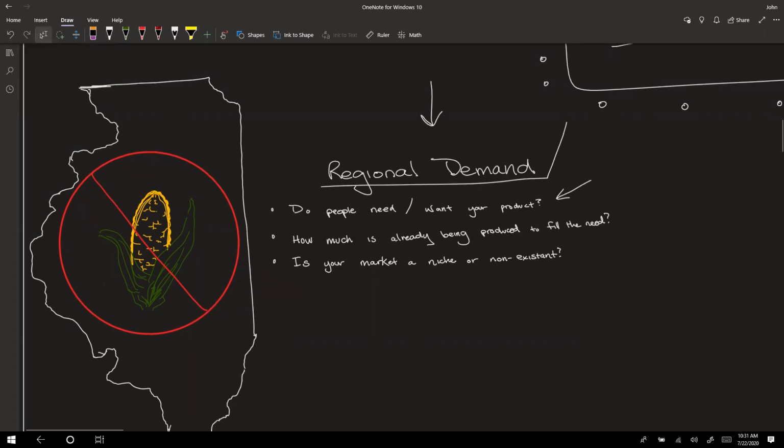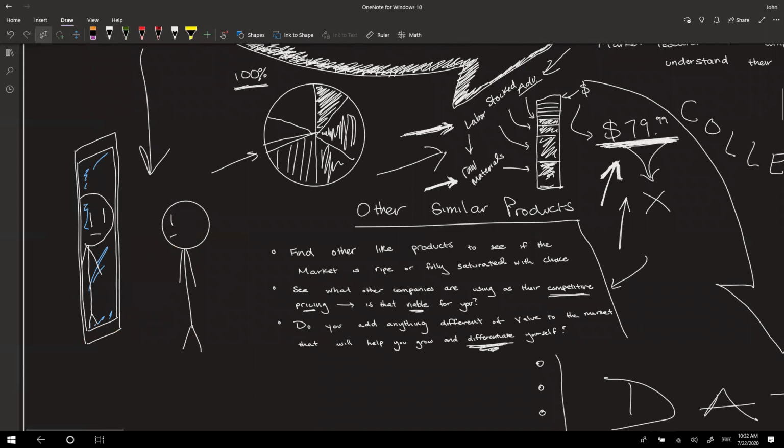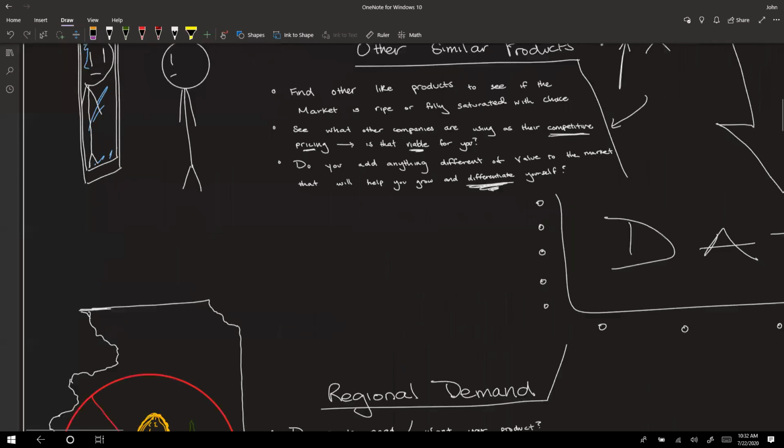Next, how much is already being produced to fill that need? We talked about that again right here with the corn. If you already have a huge supply, then the demand is not really going to cover that supply because everybody already has what they need. So when you talk about how much is already being produced, you want to understand that in your market as well. Like in the same example with the shoes, if there is a huge supply already for shoes, then it's going to be very hard for you to steal market share.